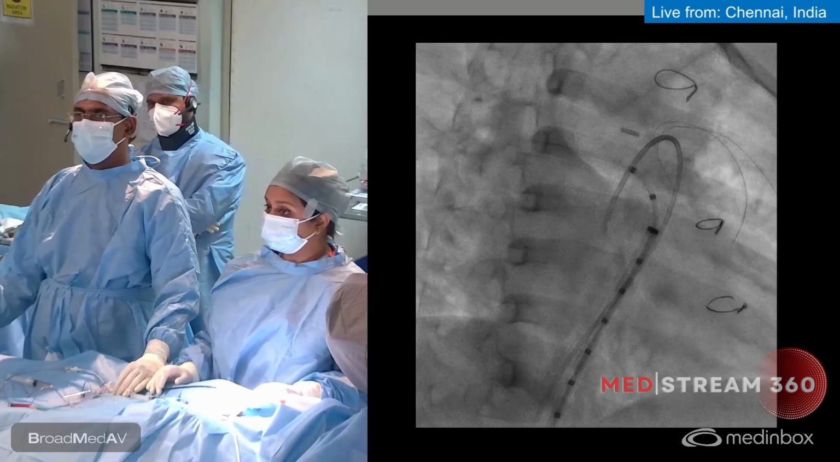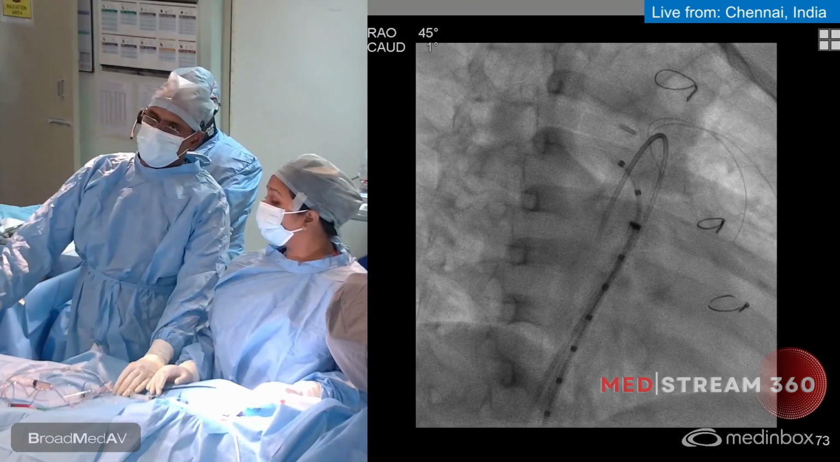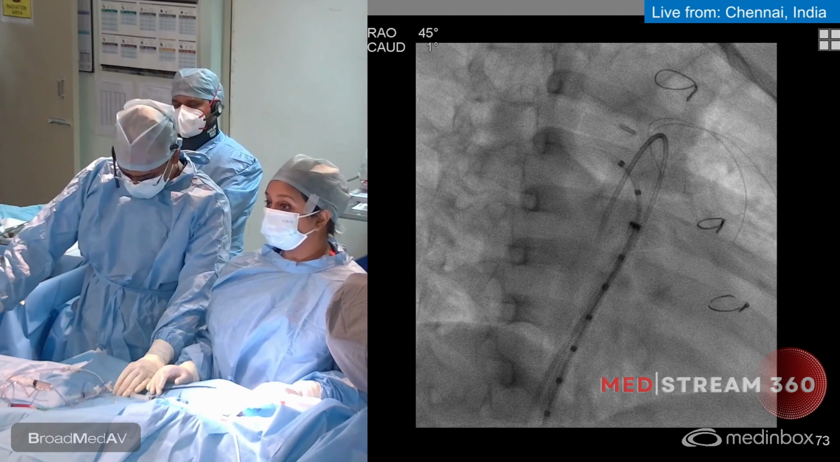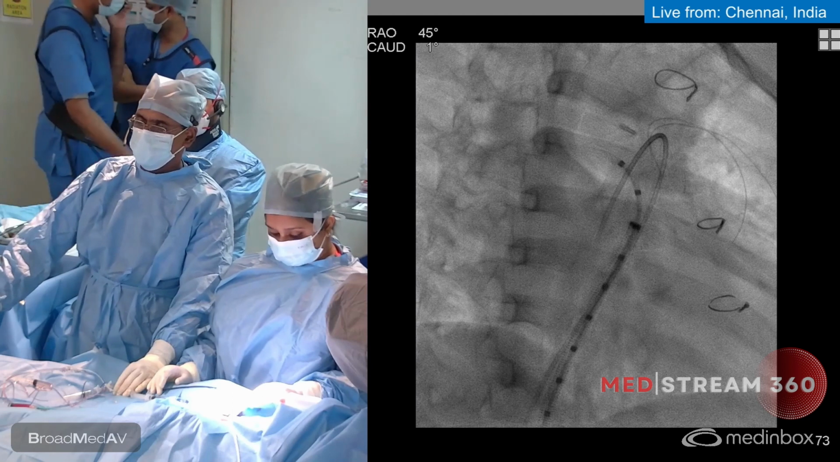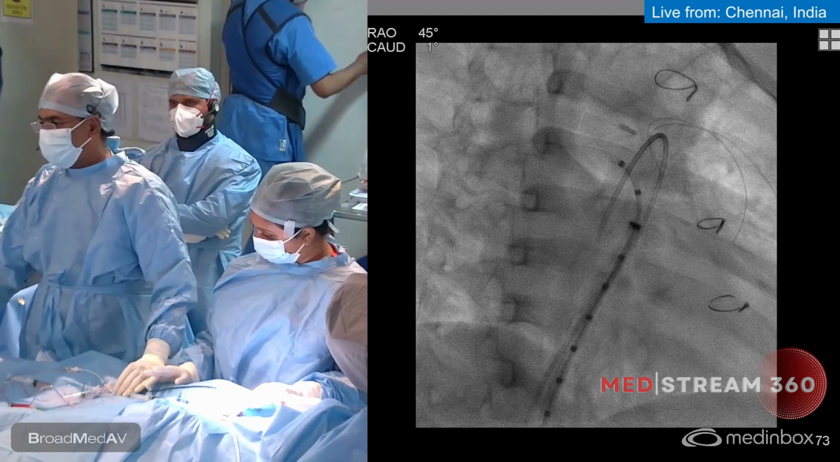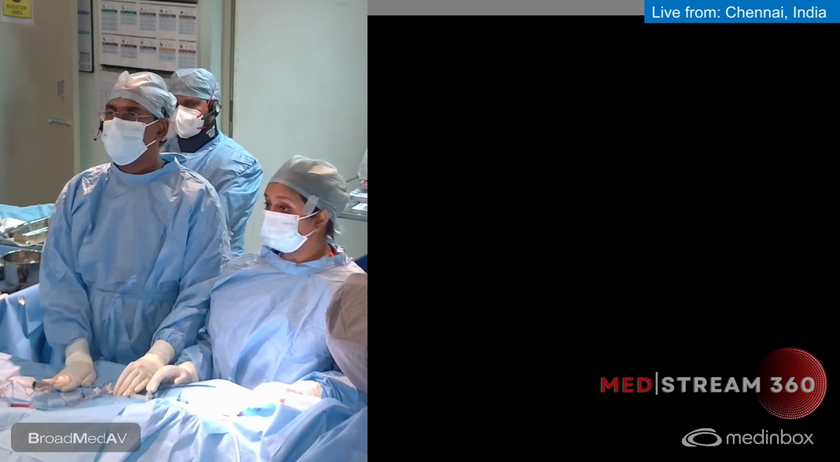Let's see this picture for the right. We will measure the right, and then we will probably introduce this marker pigtail onto the left and make another angiogram. Are we ready for the angiogram? 15 ml at 15 ml per second rate and around 1000 psi. Ready?